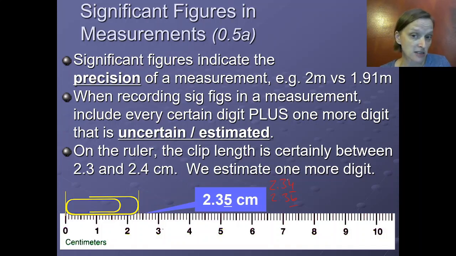And on a test, I would accept a range of answers, but I would expect every answer in this example to be somewhere between 2.32 and 2.38. I would expect you to have an answer in that range, okay?